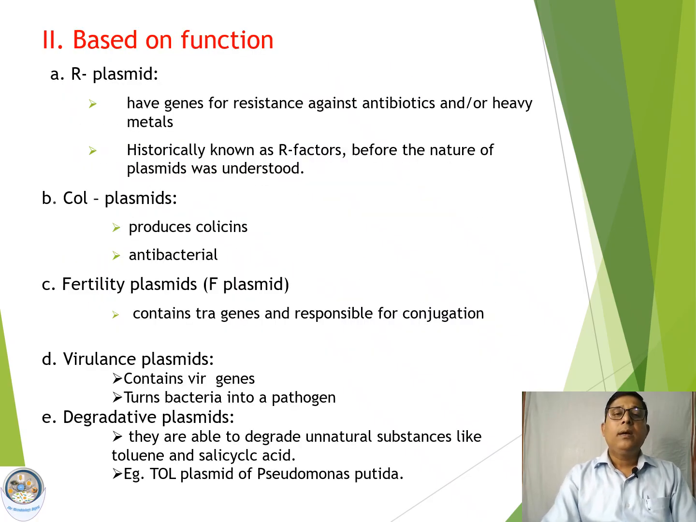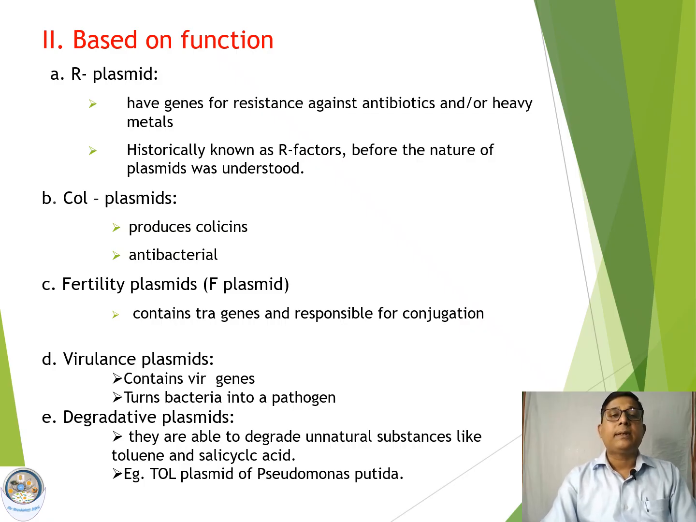Now, based on function, there can be 5 different types of plasmids. The first type is the R plasmid, or resistance plasmid. What are R plasmids? They have the genes for resistance against antibiotics. Historically they are called R factors, and these plasmids are mostly responsible for the development of resistance against antibiotics.